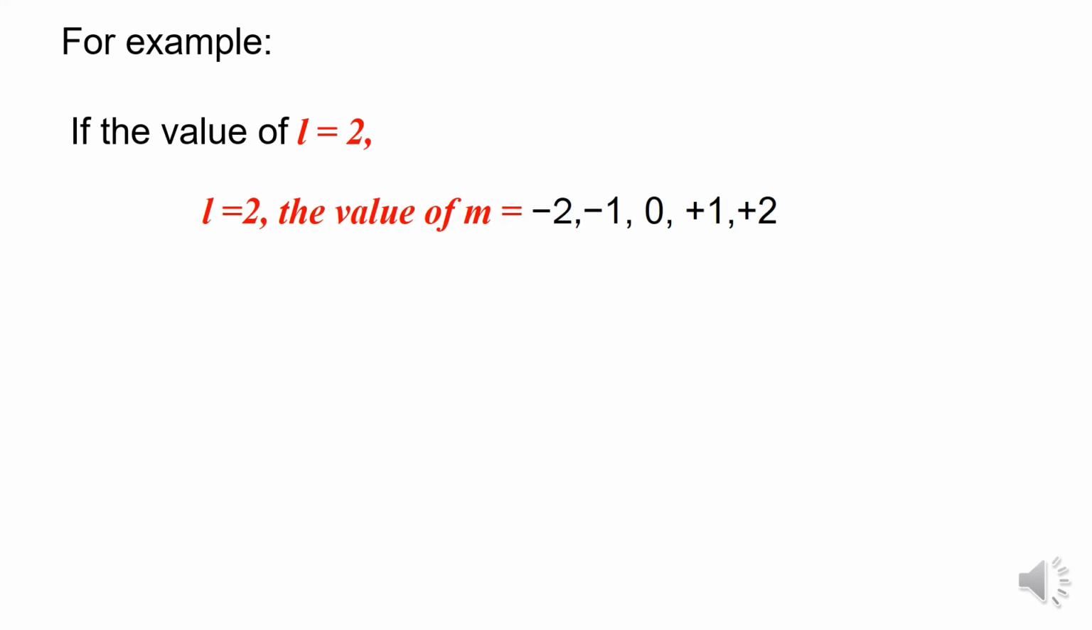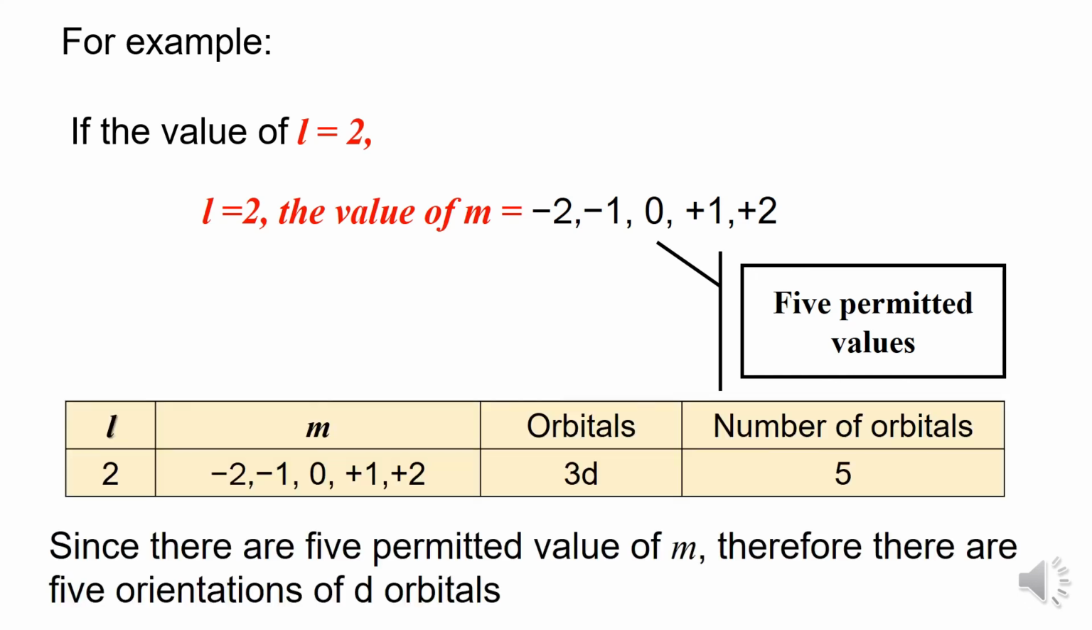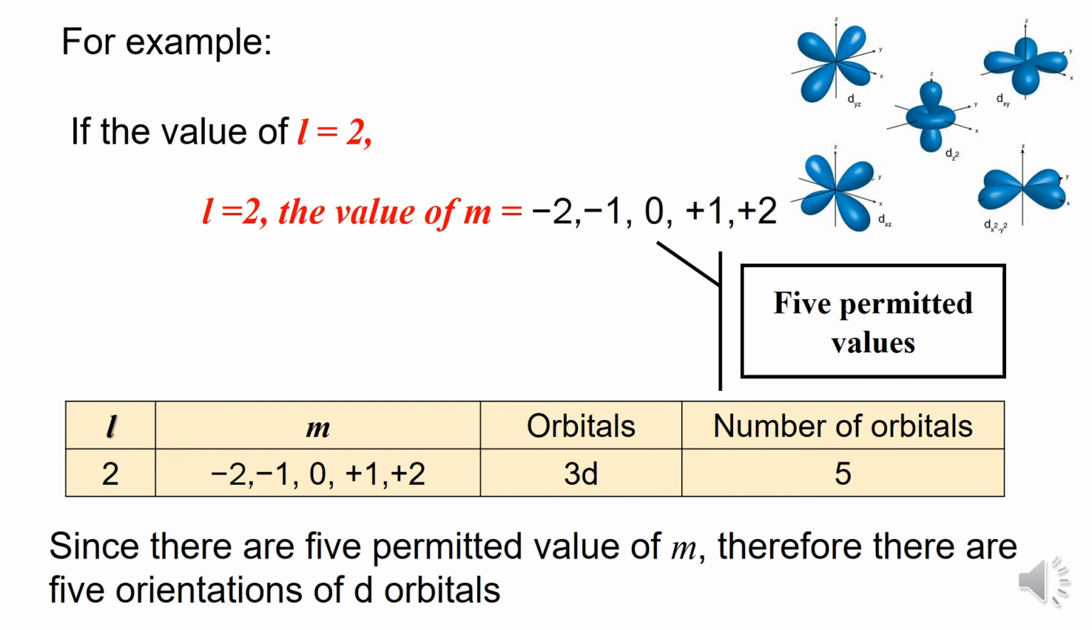For example, if the value of L equals 2, the value of M equals negative 2, negative 1, 0, positive 1, positive 2. There are 5 permitted values of M. Since there are 5 permitted values of M, there are 5 orientations of d orbitals. So we have dyz, dxy, dxz, dx squared minus y squared, and dz squared.